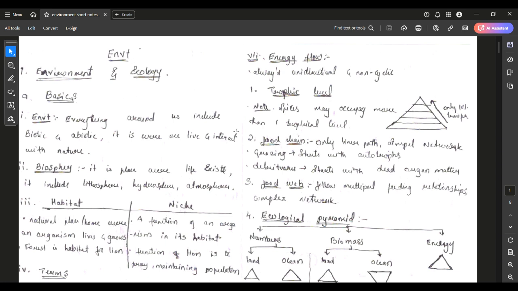Okay, in this video I am going to show my short notes on environment, how I made the short notes, and how to utilize these short notes in the UPSC preliminary examination as well as the mains examination. The short notes play a key role, guys.